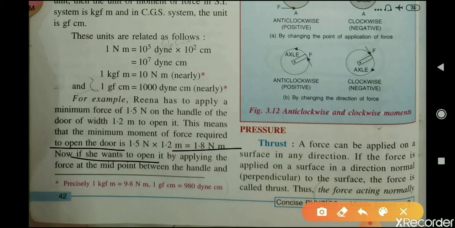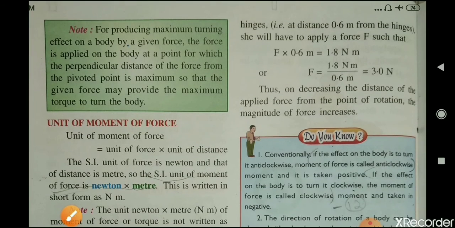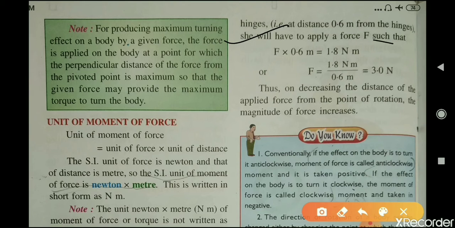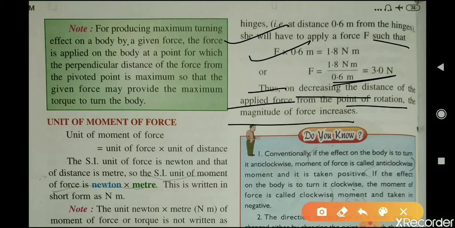Now, if she wants to open the door by applying the force at the midpoint between the handle and the pivoted point, or the hinge, she will have to apply a force of 3 Newton. Thus, on decreasing the distance of the applied force from the point of rotation, the magnitude of the force increases. If we decrease the distance between the pivoted point and where the force is applied, we have to increase the magnitude of force to turn that object.